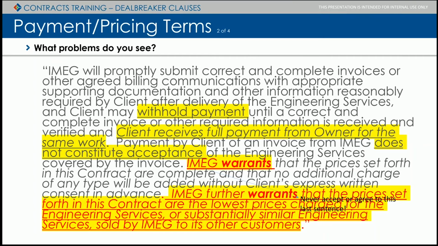The last sentence there about the prices and the lowest prices, I don't see that often. If you ever see that we're providing a warranty that the prices are the lowest, one, we can't ever track it. So we just simply can't sign up for that.